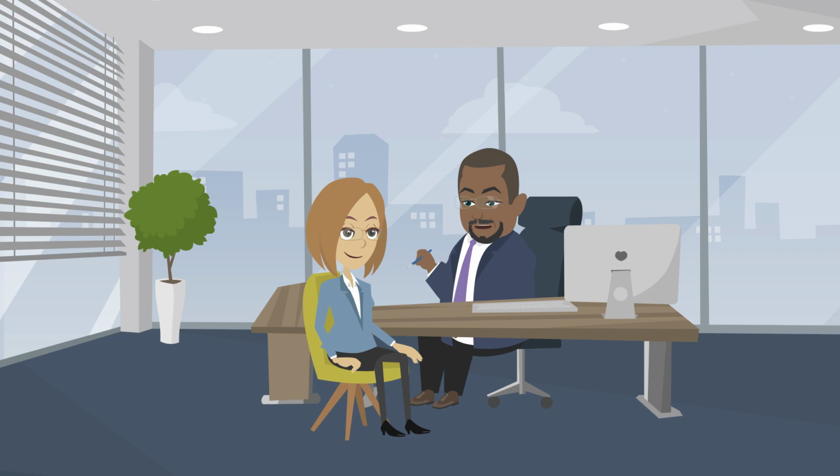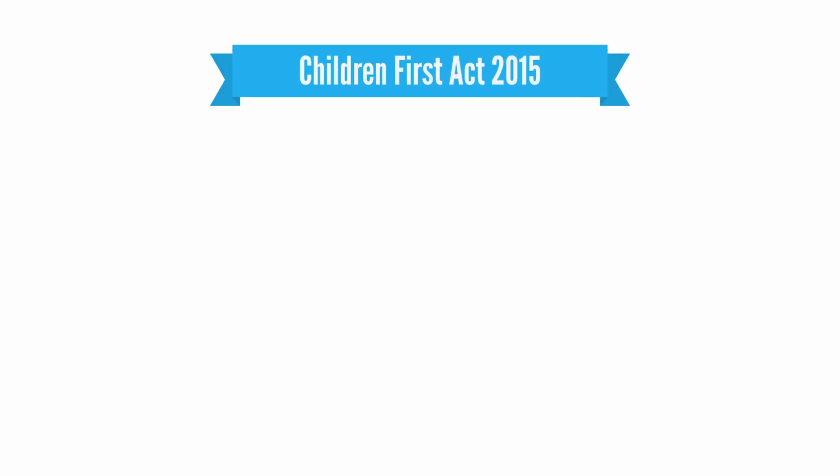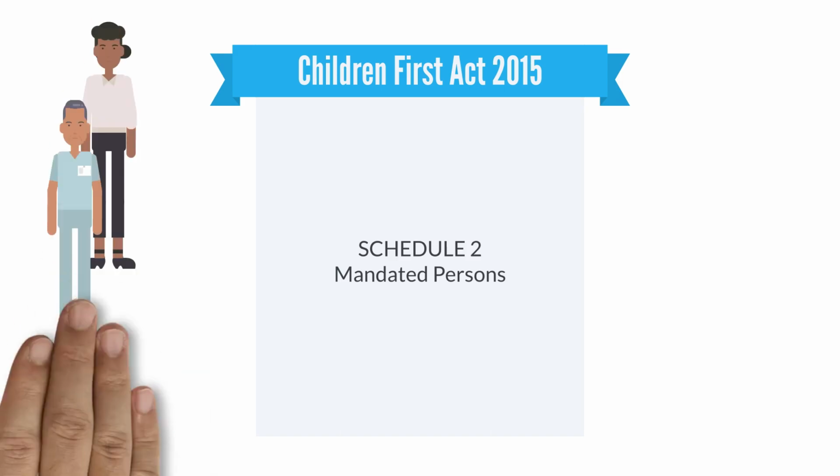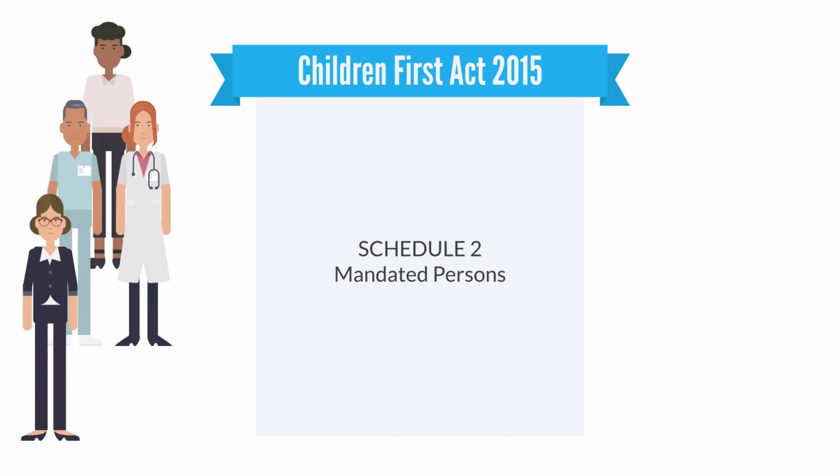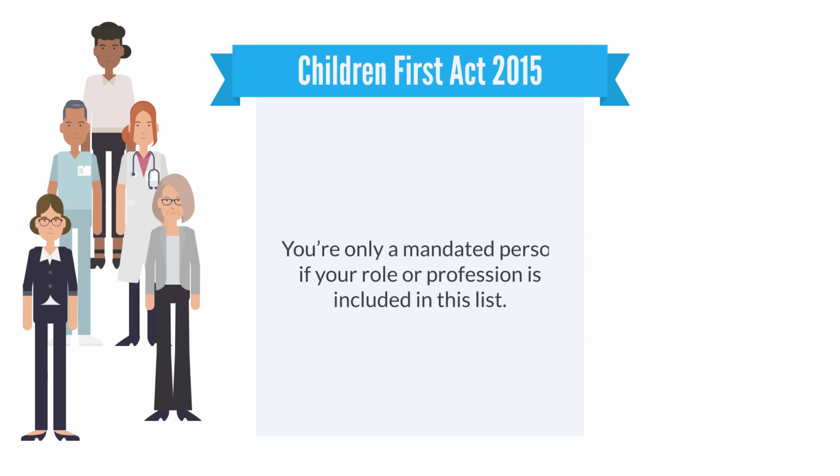To find out if you're a mandated person, you'll need to look at Schedule 2 of the Children First Act. This schedule contains a list of all the professions and roles which are mandated under the Act. It includes professionals like teachers, doctors, nurses, social workers, managers of certain types of services, and many more. You can find a link to the Children First Act under this video. You're only a mandated person if your role or profession is included in this list.